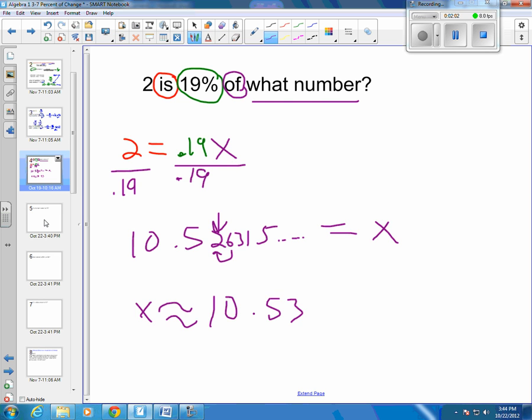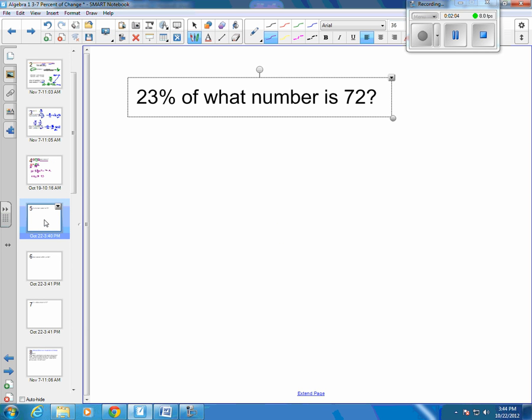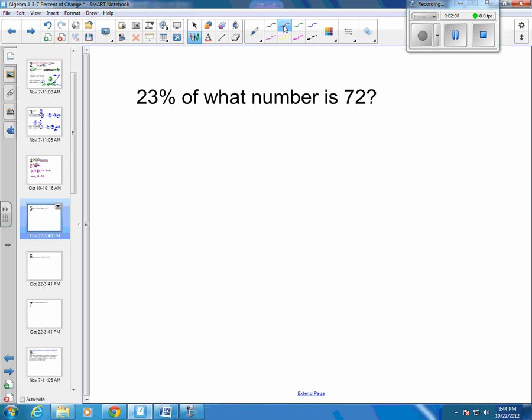So let's look at another example. 23% of what number is 72? So same basic problem, we just rearranged it a little bit. So 23%, again, we can't deal with the percent. We've got to put it as a decimal, so that's going to be 0.23. And then we've got the same thing. Of means multiply. Of what number? That's x. And then is an equal sign. And 72 is just a plain 72.